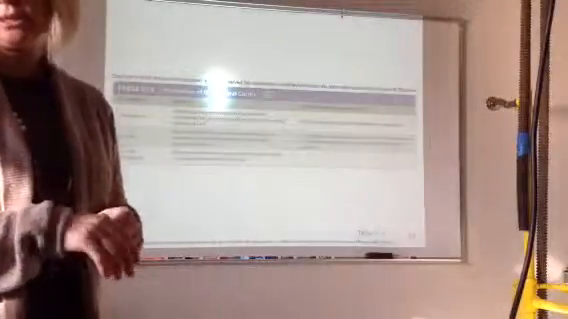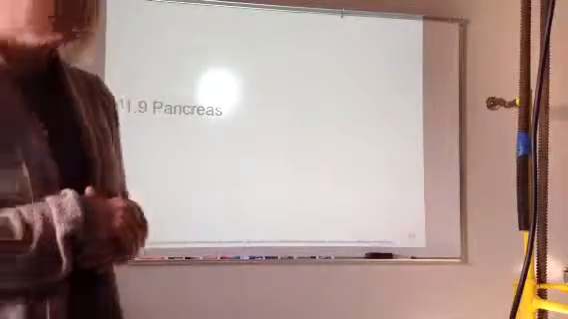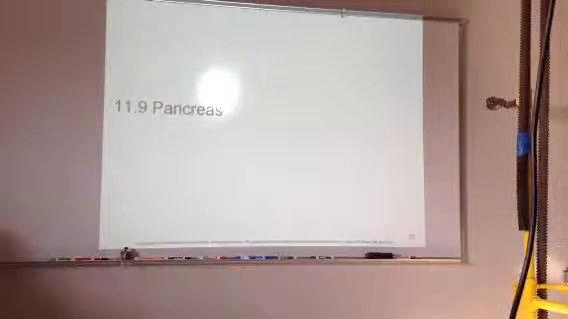And there's the table, that's in your book, you can look at that. And the next one that we'll do is the pancreas. Insulin will be very important there.